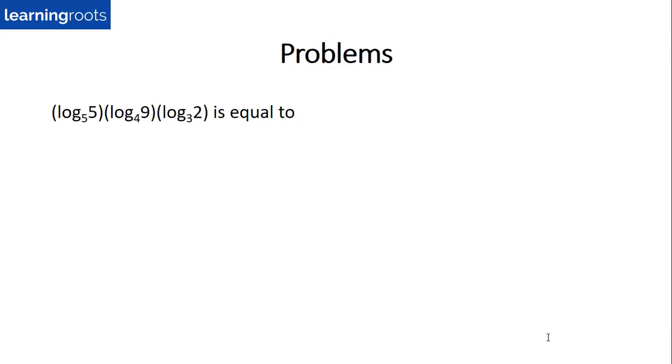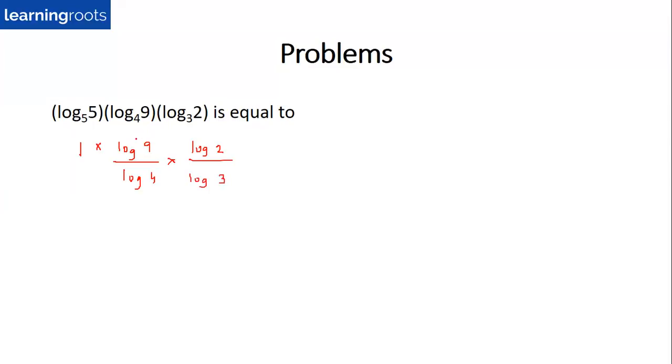So these questions are possibly the easiest questions that you can get from log, because it's a simple application of change of base. The first thing is, if you have log 5 to the base 5, there's no need to do anything. The answer is 1 in this case, right? This log 9 to the base 4 can be written as log 9 upon log 4, right? And then you have here log 2 upon log 3, right?